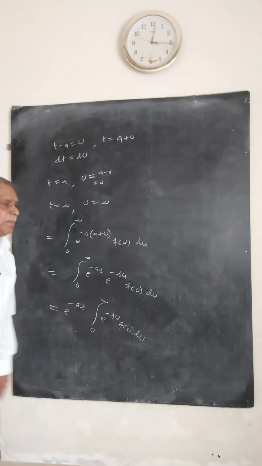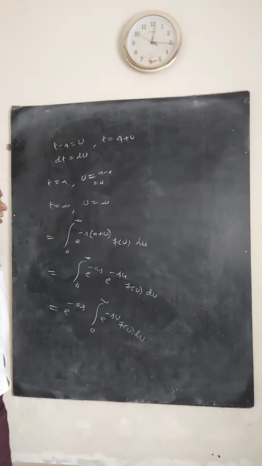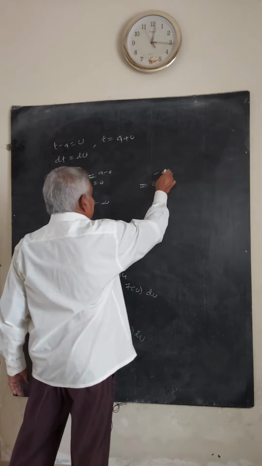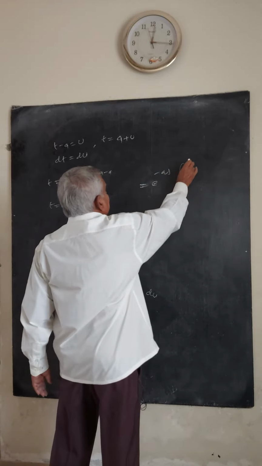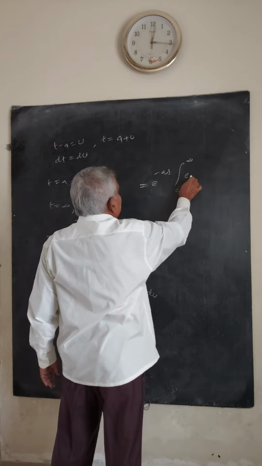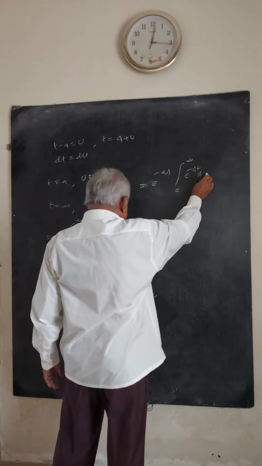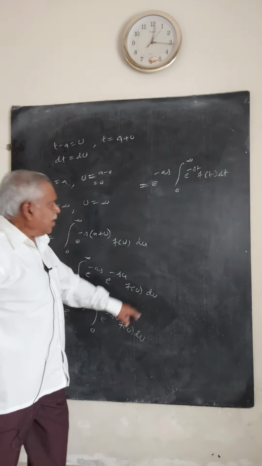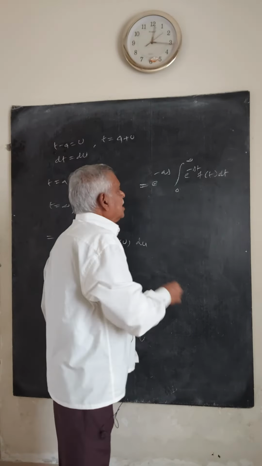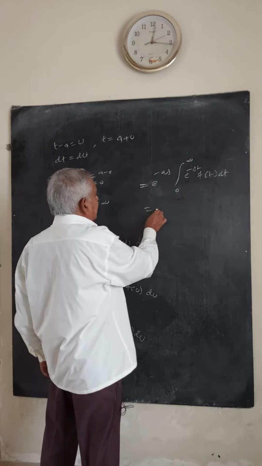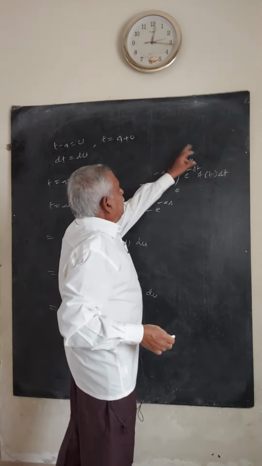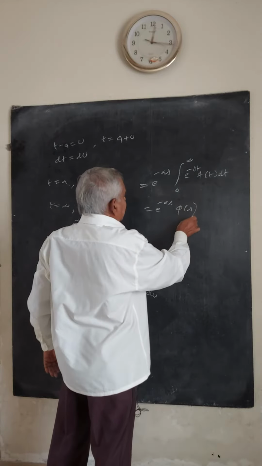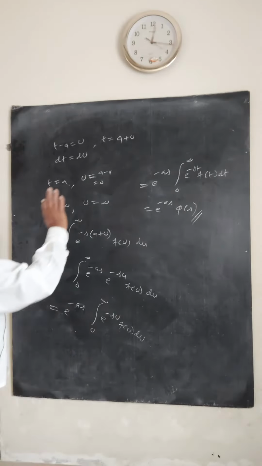We are changing the dummy variable here. Instead of u, we are writing t. Let us write e power minus as, integral from 0 to infinity of e power minus st f of t dt. Instead of u, we have changed to t, changing the dummy variable. Therefore, e power minus as times the Laplace transform of f of t, which is a function of s, is the answer. This is the proof.